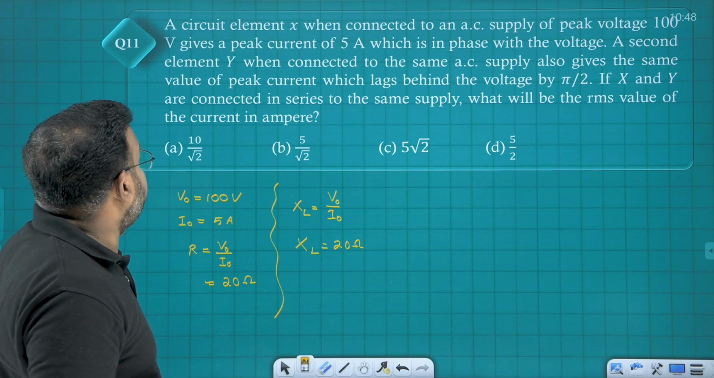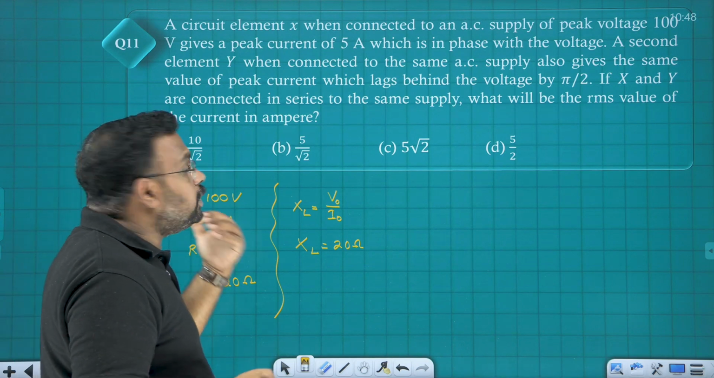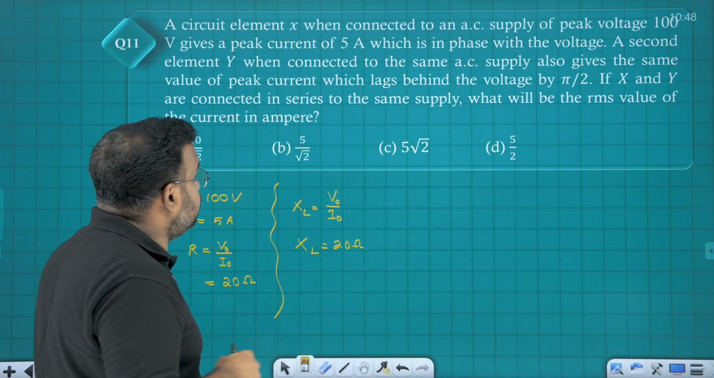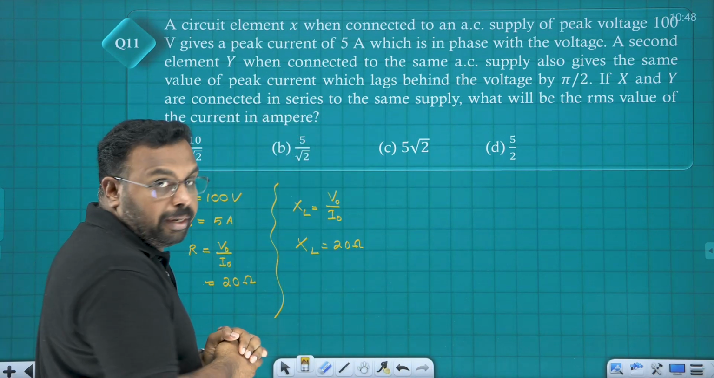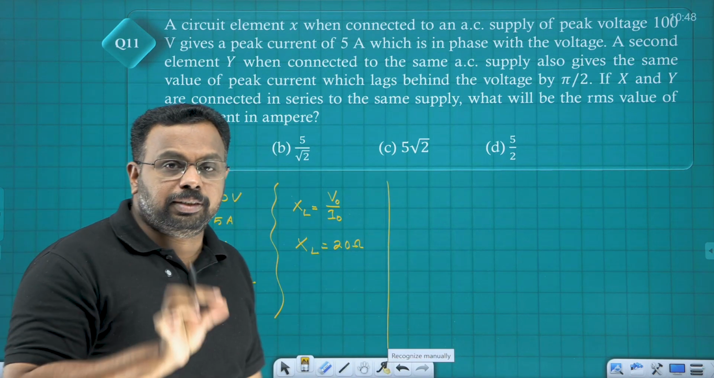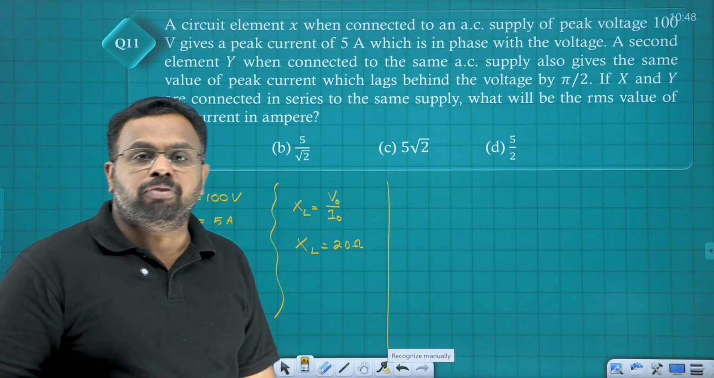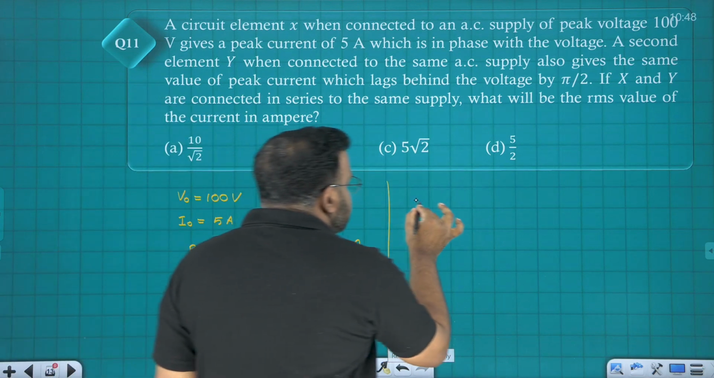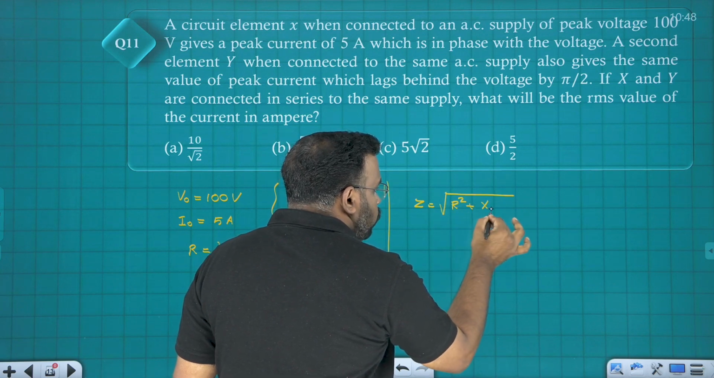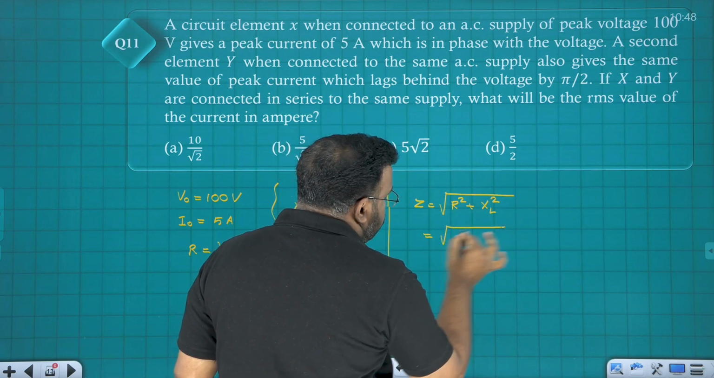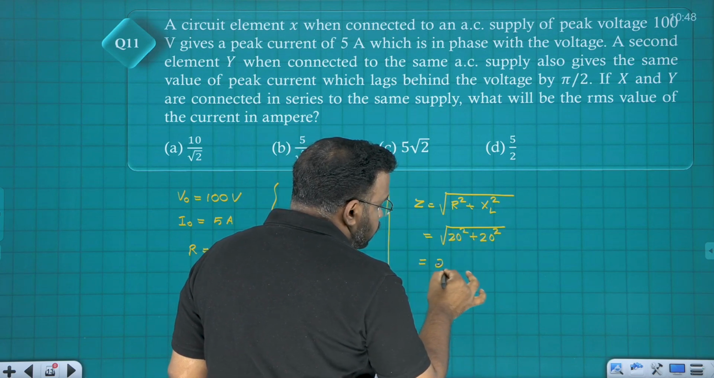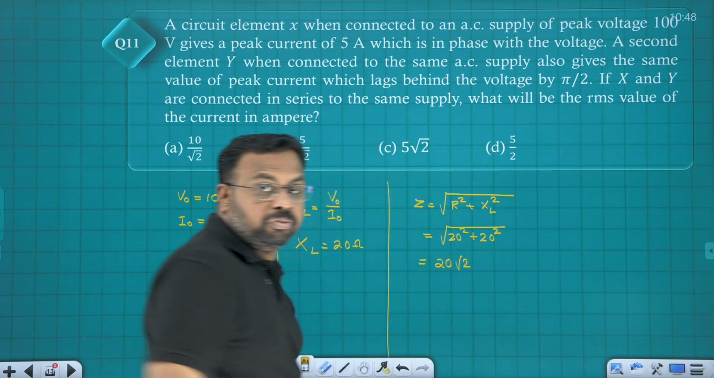Now what is the third case? If X and Y are connected in series, X is a resistor, Y is an inductor. So if you are connecting an inductor and resistor in series, what will be the RMS value of current? That is an LR circuit, and the impedance Z is equal to root of R square plus XL square. That is equal to root of 20 square plus 20 square, since R is 20 and XL is also 20. So we get 20 root 2 as the impedance of the circuit.